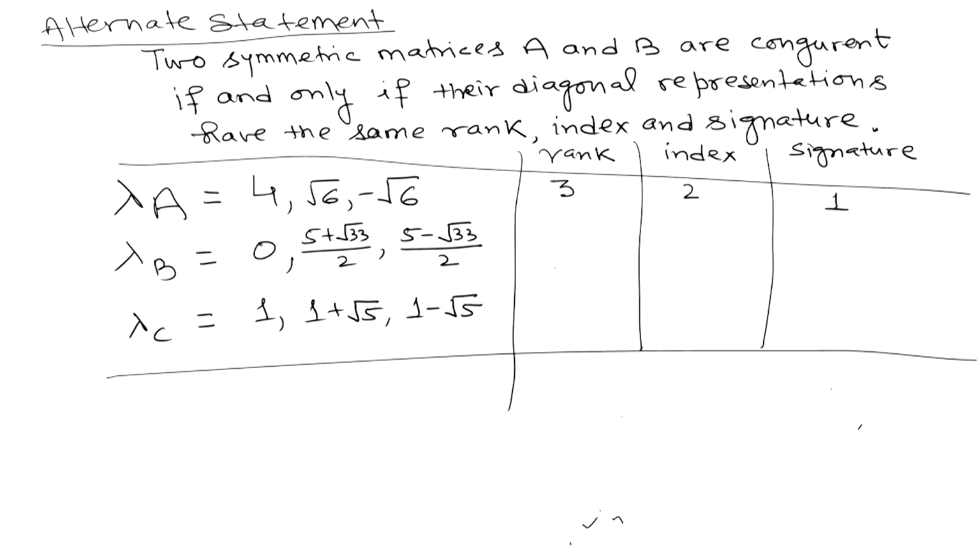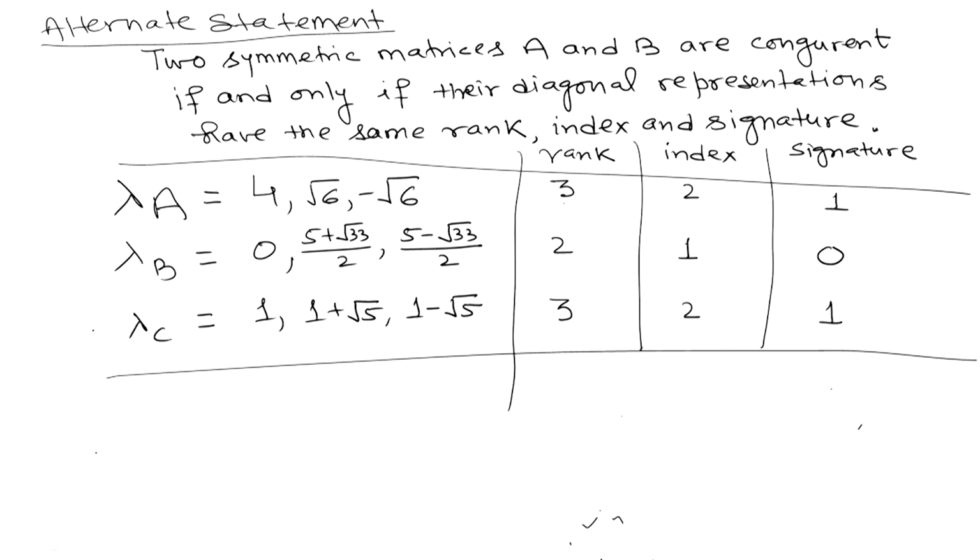For this matrix the rank is 2 because one of the entries is 0, the index is 1 because only (5 plus root 33) by 2 is the positive entry, and the signature is 1 minus 1, that is 0. For this matrix again I have rank 3, index 2 and signature 1.